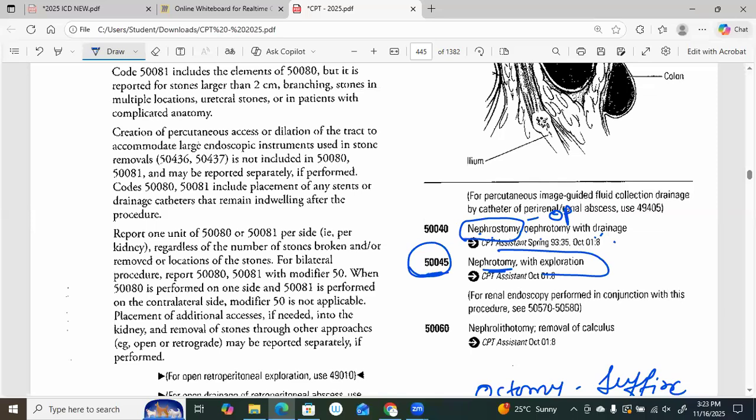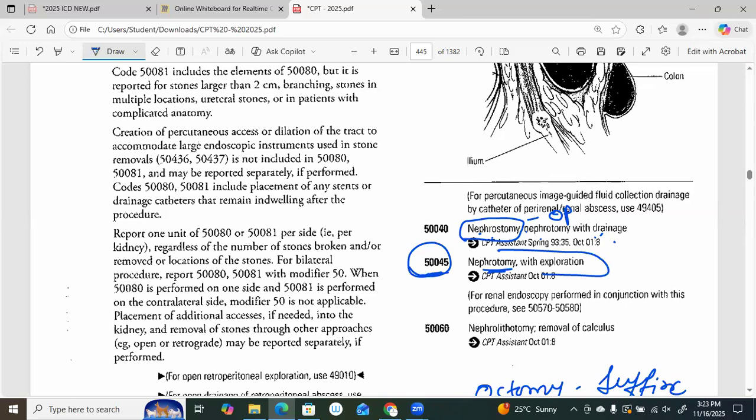Let's say the doctor is doing a kidney transplantation. In the kidney transplantation, the doctor needs to make an incision in the kidney. In that case, we are not going to bill the nephrotomy in conjunction with the kidney transplantation because that is included in the major procedure. So whenever you are going to bill a small procedure, you have to make sure that it is not included in other major procedures.